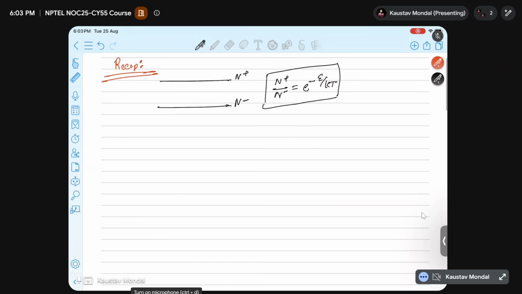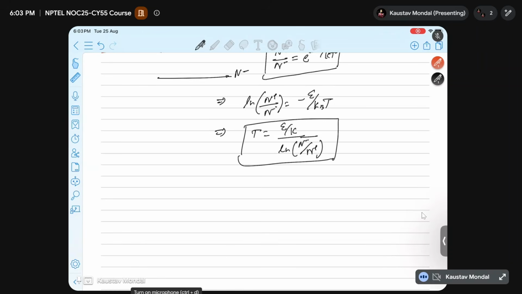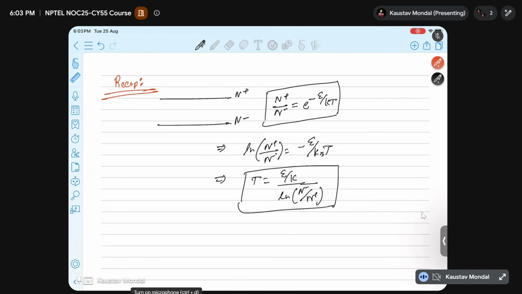Now, if you take log on both sides, you get the log of n plus by n minus equals minus epsilon by kB T. From here, you can write T as epsilon by kB times 1 over the log of n minus by n plus. So this is the expression of T, and it basically comes from the distribution of particles in two different energy levels.